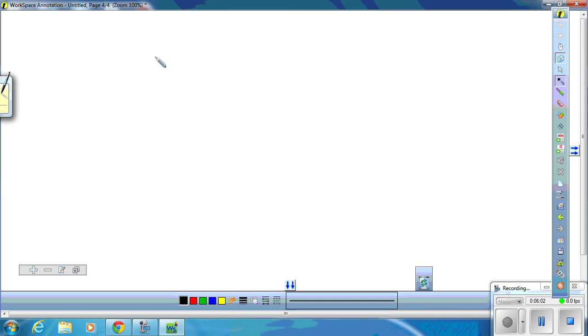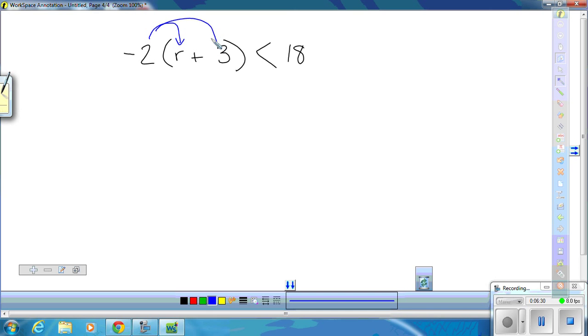Another example. So if I have negative 2r plus 3 is less than 18. Okay. So for this particular problem, if you remember from when we were doing the multi-step equations and everything, I want to distribute, use my distributive property. So I'm going to get negative 2r, and then negative 2 times positive 3 will be negative 6.